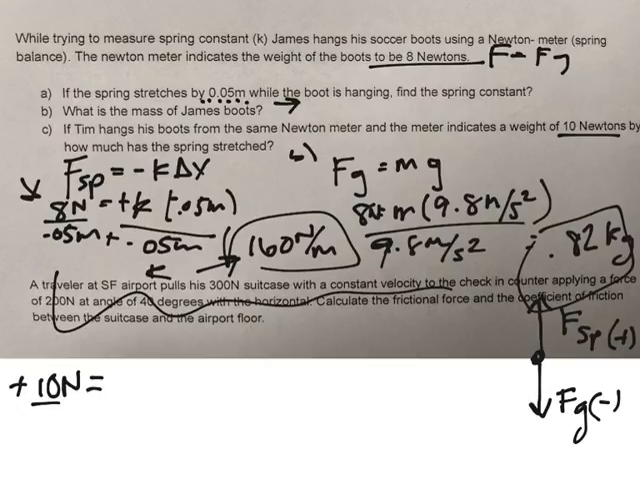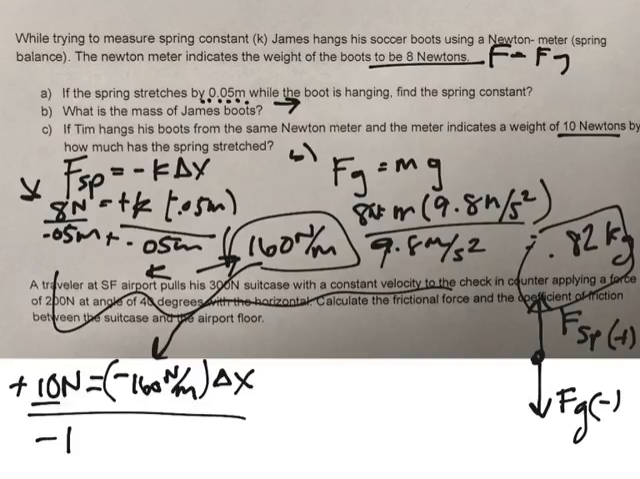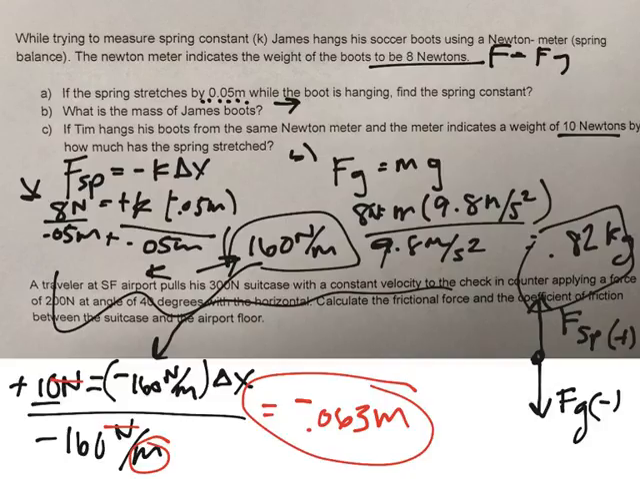So our 10 newtons pulling up is equal to the negative K. We know that this 160 newtons per meter from the last problem is our K, and we're trying to find delta X. So again, it's algebra, but you need to know how to use it. Just cancel out. And then you get negative 0.063, because I am rounding it, meters. So this is how far it has to stretch downward. This would be your answer for C.